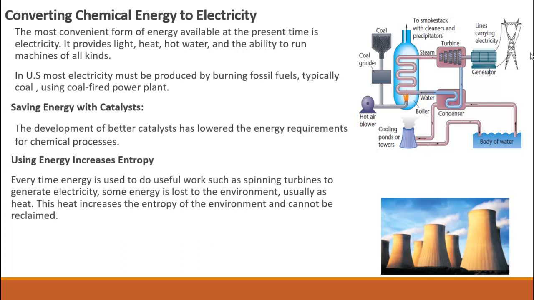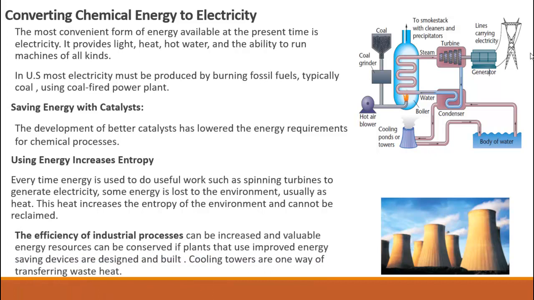Using energy increases entropy. Every time we use chemical energy to produce electricity and convert it to useful work, such as turning the turbines in a power plant, some energy is lost to the environment in the form of heat. This heat increases the entropy of the environment and cannot be reclaimed again.